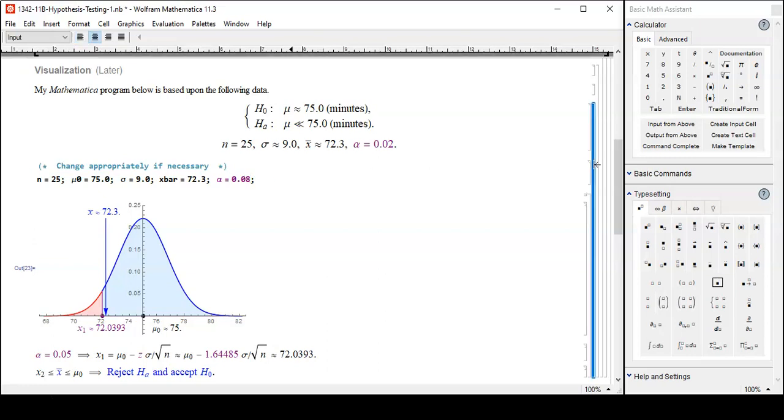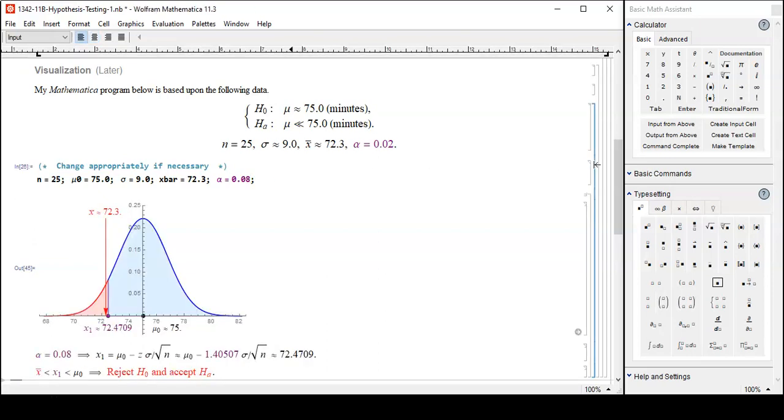As I said, alpha greater than 0.05, I've never seen that, but just for argument's sake, let's go 8%. Now, close, but 72.3 went to the red region. So too far away from the null. So I reject the null and accept the alternative hypothesis because the observed mean fell into the alternative region.